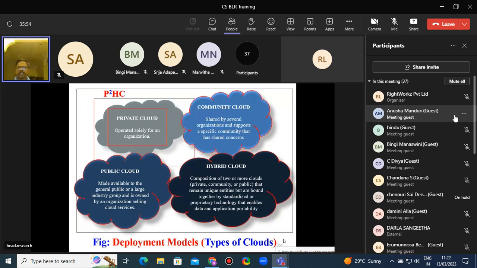Then the private cloud operated solely for an organization. Community cloud shared by several organizations and supports a specific community that has shared principles. Hybrid cloud, composition of two or more clouds, private, community or public, that remain unique entities but are bound together by standardized or proprietary technology that enables data and application portability. So deployment models are also called as types of clouds.